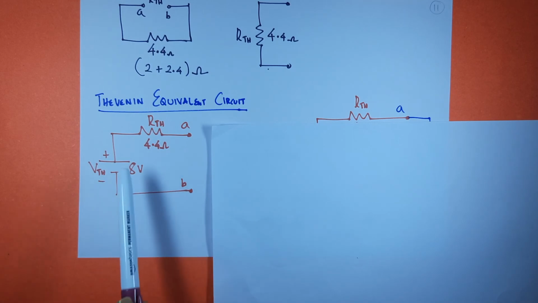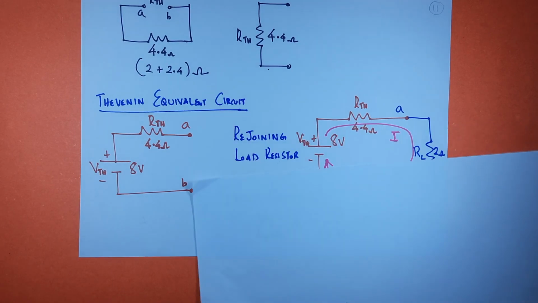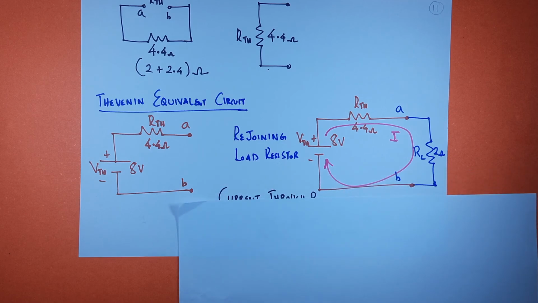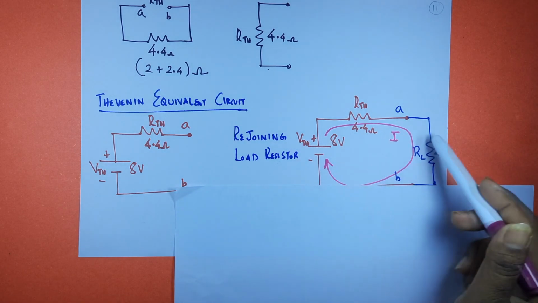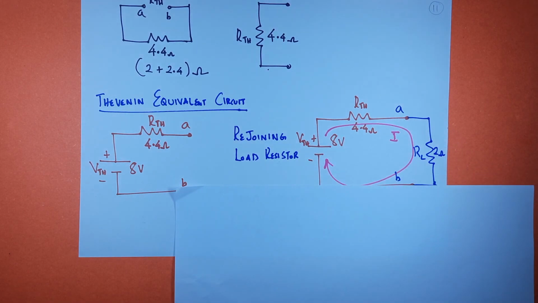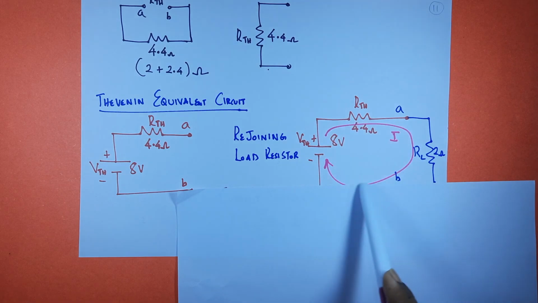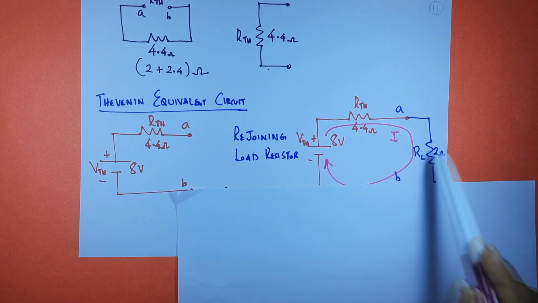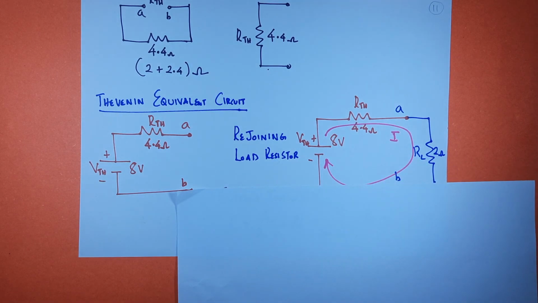Next we draw the Thevenin equivalent circuit: VThevenin 8 volt, RThevenin 4.4, with the terminals A and B. Now you can reconnect the load resistor RL. So now we have just reconnected the load resistor RL. Current starts from the positive terminal, flows through this RL, and reaches the negative terminal.